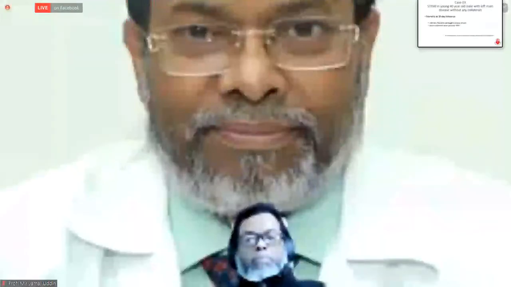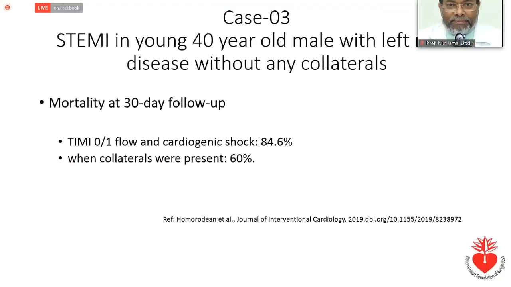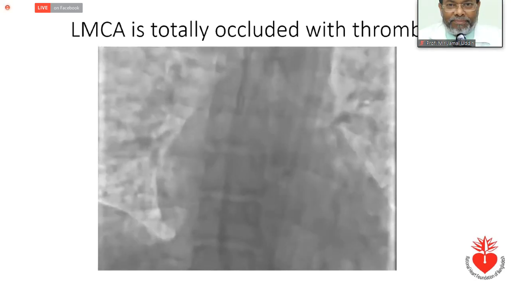The outcome is much better when collaterals are present, with a mortality at 30-day follow-up of 60%. When collaterals are absent and the patient is in TIMI 0 to 1 flow and in cardiogenic shock, the mortality goes up to 84.6%. Such was the case for our patient, a 40-year-old male who came to us with left main disease without any collaterals.